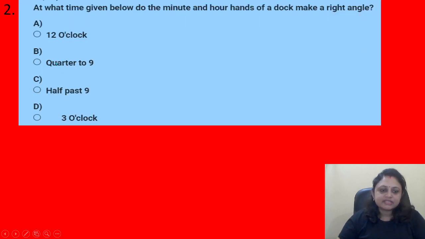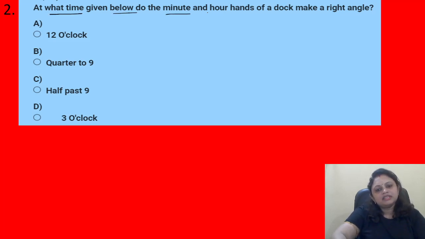Coming to the next question: at what time given below do the minute and hour hands of a clock make a right angle? Option A, 12 o'clock. B, quarter to 9. C, half past 9. D, 3 o'clock. So in the question it is given, at what time below do the minute and hour hands of a clock make a right angle. Okay, you know what is right angle? That is 90 degree.